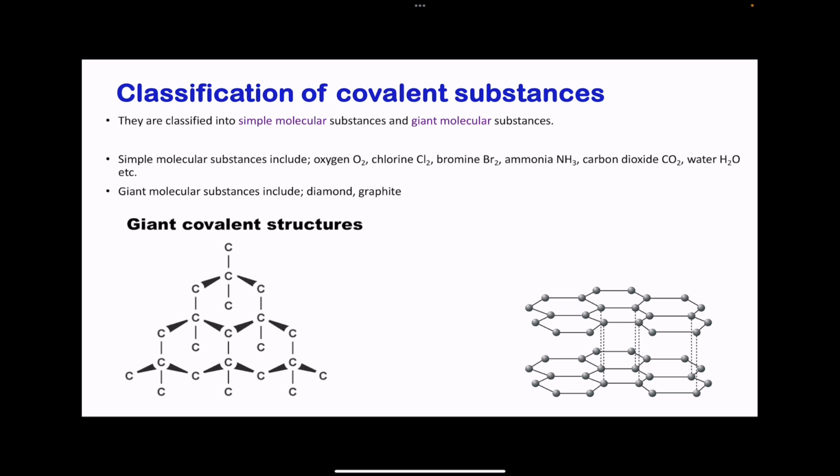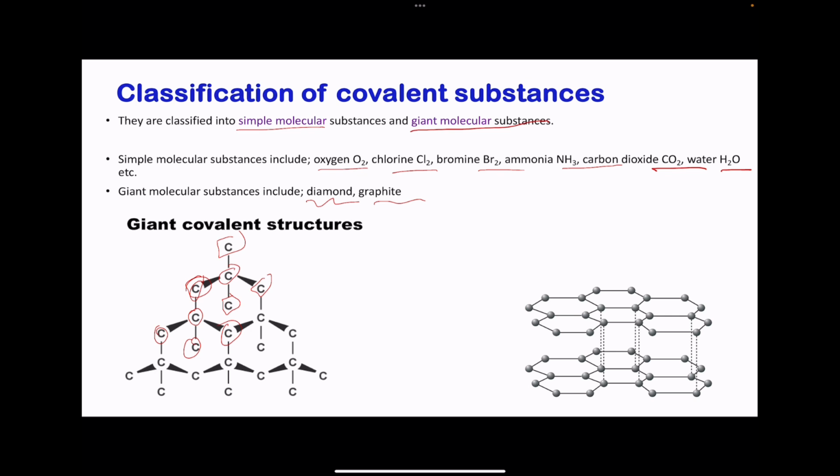Looking at the classification of covalent substances, these include simple molecular as well as giant structures or giant molecular structures. The simple molecular structures include oxygen, chlorine, bromine, ammonia, carbon dioxide, water, and the giant substances include diamond and graphite. So here we can see the structure of diamond. In diamond, each carbon atom is surrounded by 4 other carbon atoms, creating a tetrahedral structure. We can see this is continuous, 1 carbon surrounded by 4 carbons, and the structure is going to be giant because there are many covalent bonds within diamond.